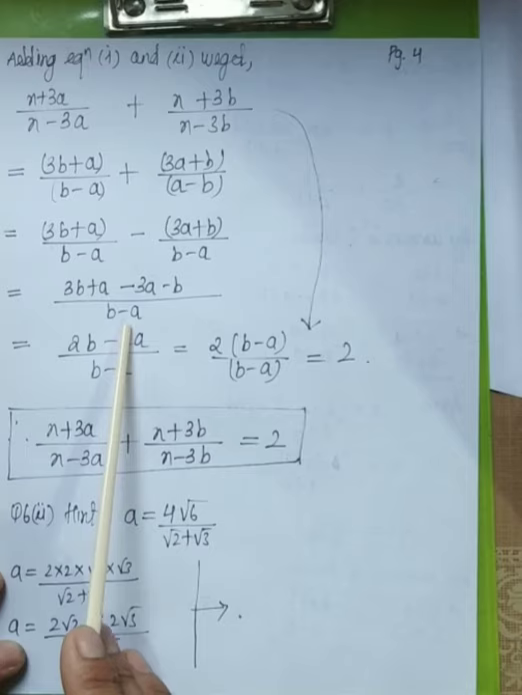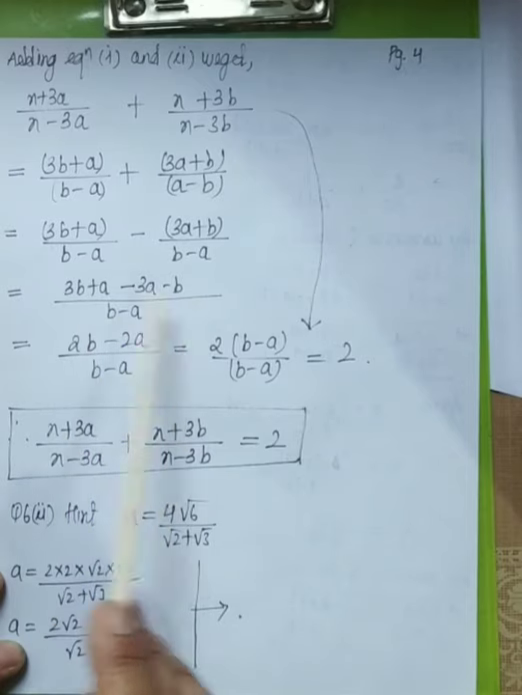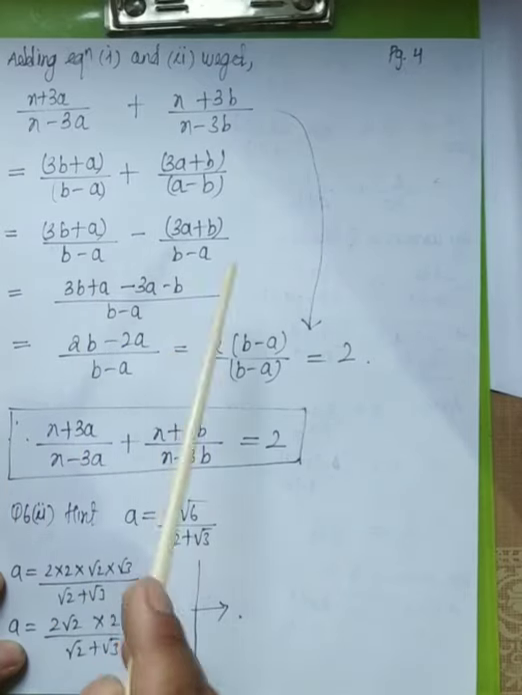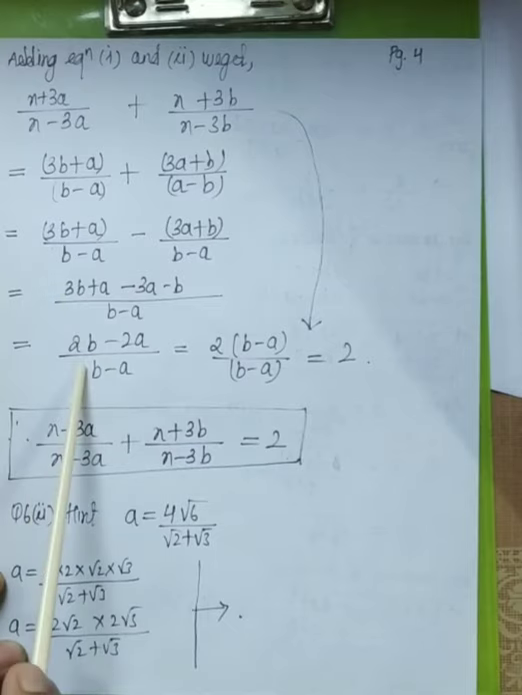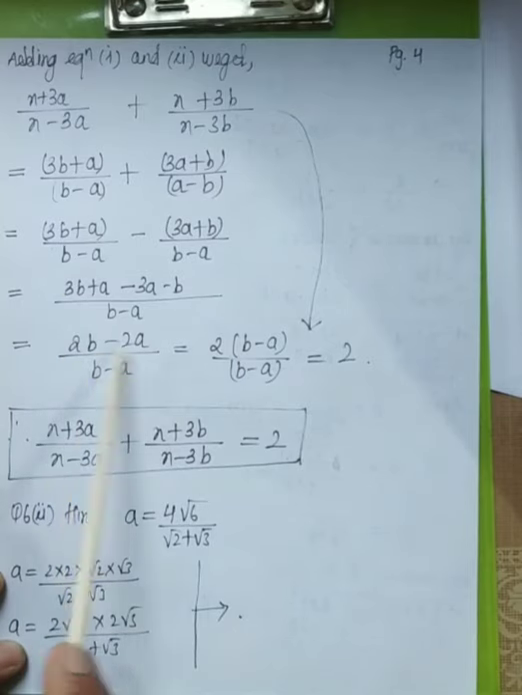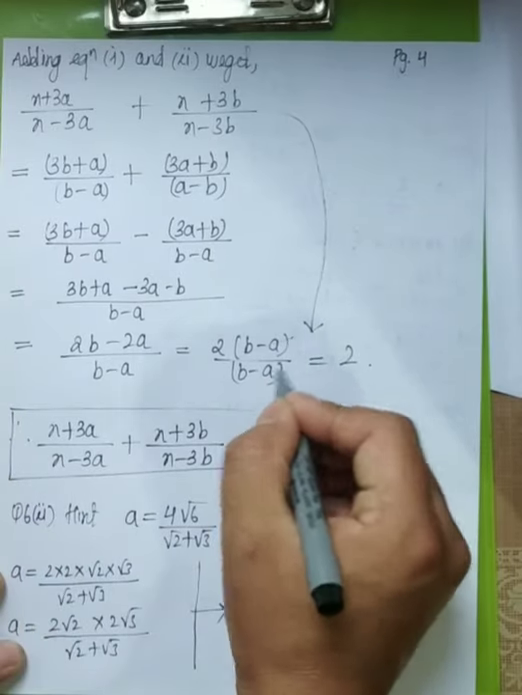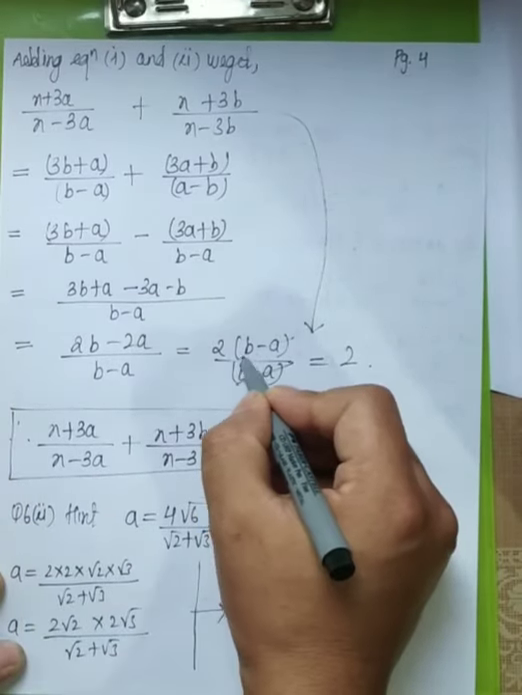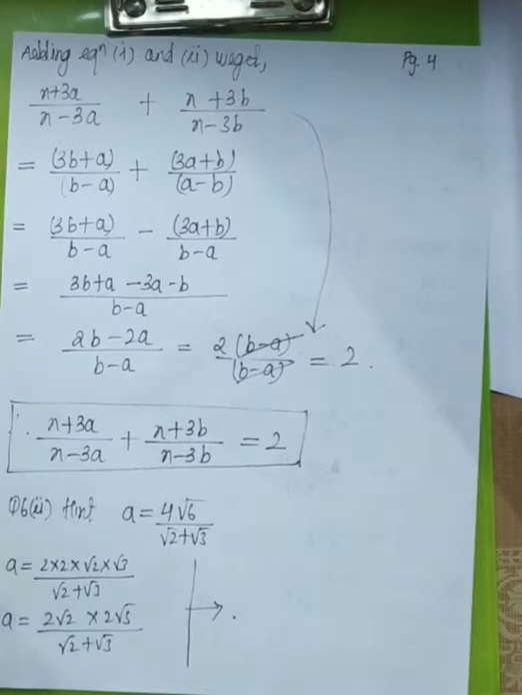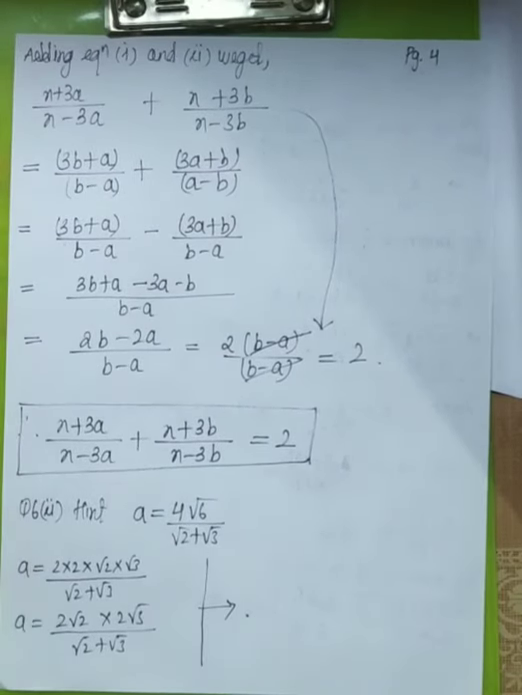Take the LCM, you know what happens out here, simplification, subtraction is happening out here. 2 is common, b minus a divided by b minus a, so b minus a gets cancelled out, hence the value for this is 2. So what is your answer? Your answer is 2. Similarly, another question is also there, 6 part 2.